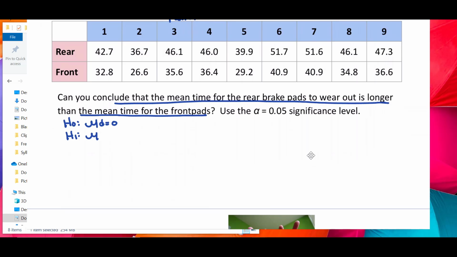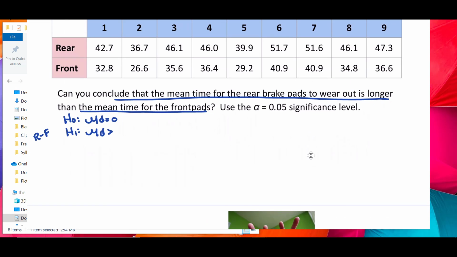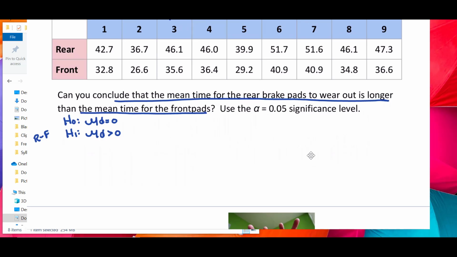So if I do the mean difference of rear minus front, because you want rear brake pads to be greater, then rear minus front for the difference would be greater than 0. So that's important. Rear brake pads will be the first variable and front will be the second variable. Okay. All right, let's go to Rguroo.